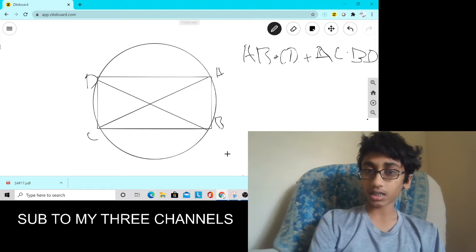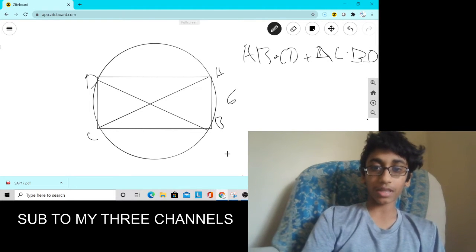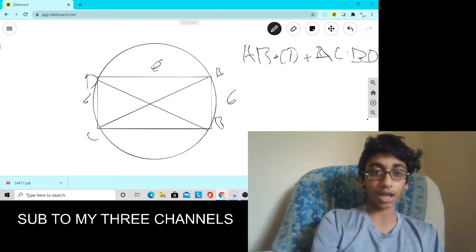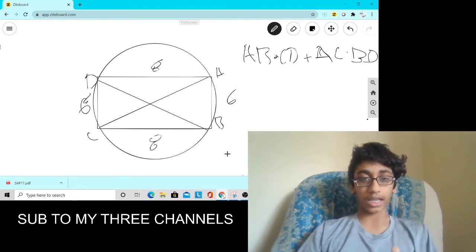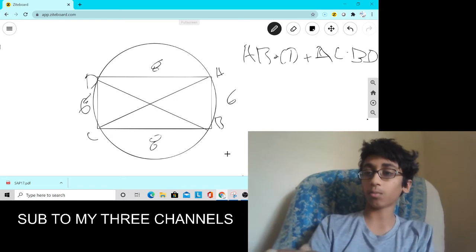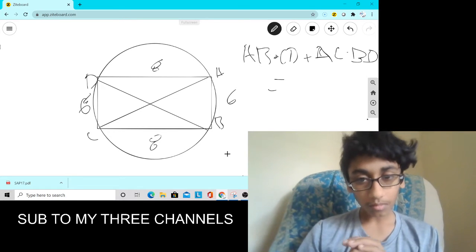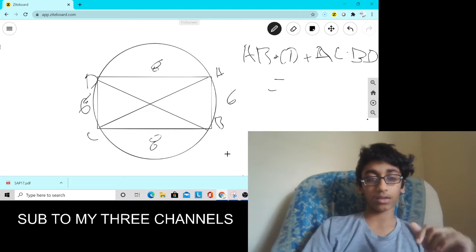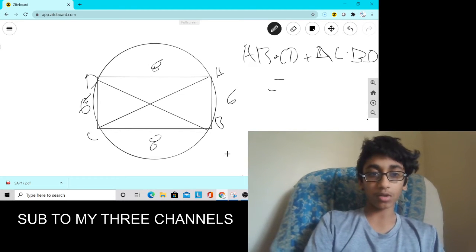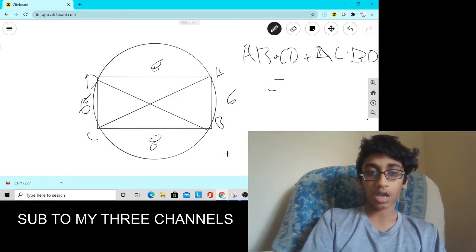So we're going to take a simple one. Let's make this 6, 6, 8, 8. So what will this be equal to? I'm using AB times CA, since it does have a diagonal. So that's going to be 6 times 6, which is 36.